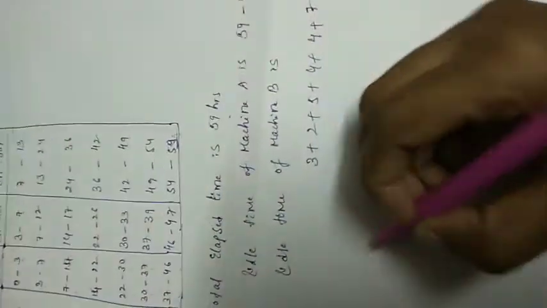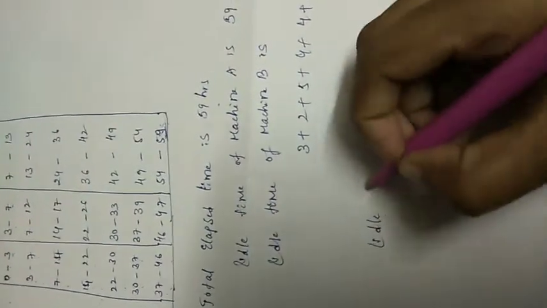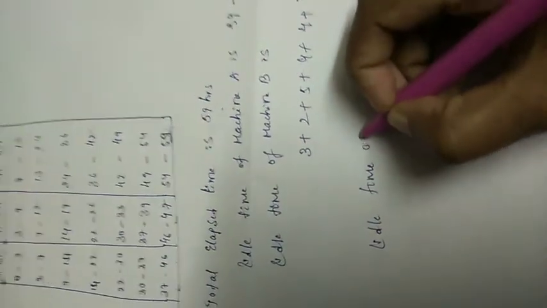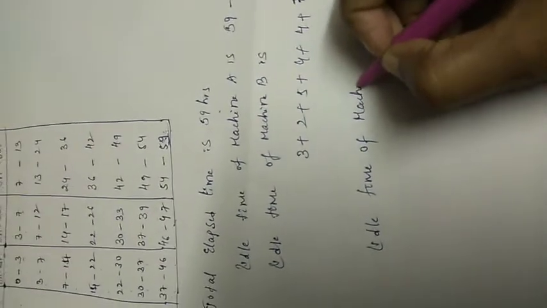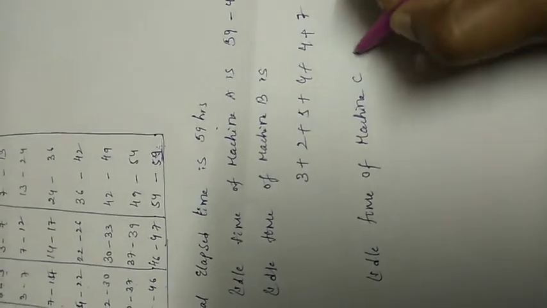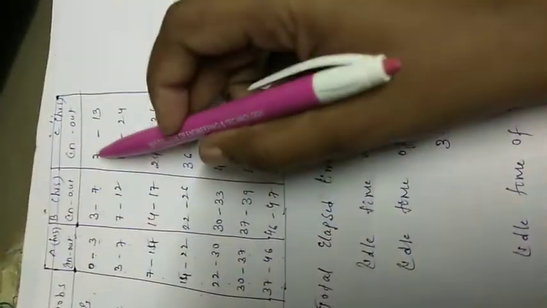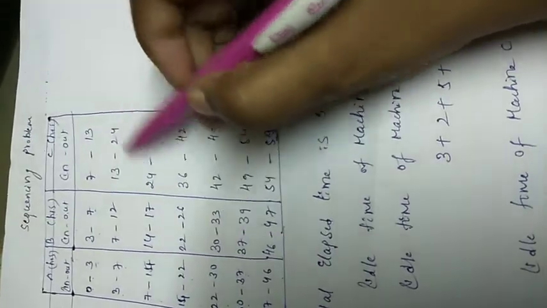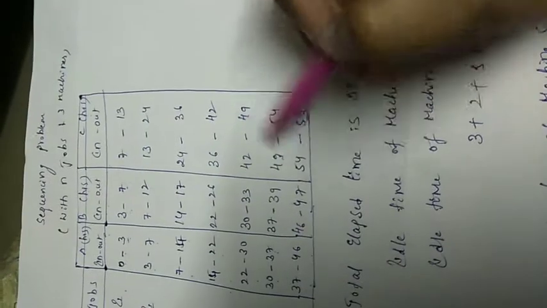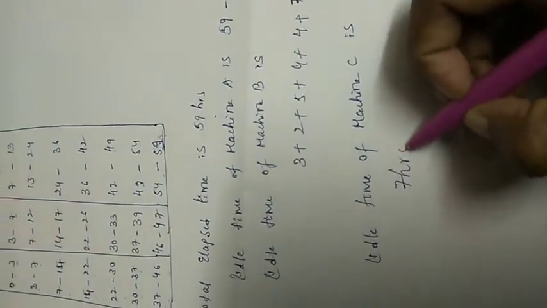And next, idle time of mission C. Here also 7 hours is waiting at the start, and 13 and 13 are the same, 24 and 24 same, 36 same, 42 same, 49 same, 54 same. So only 7 hours is waiting. So this is the problem.